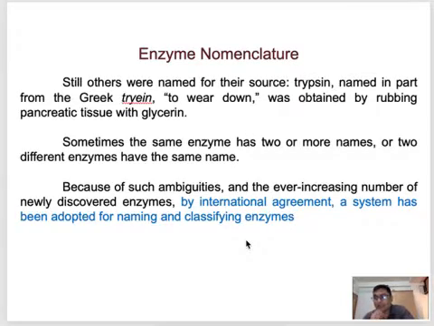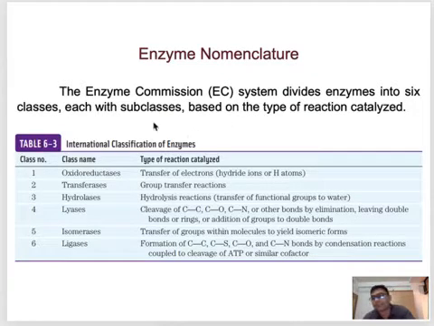an international agreement was made, and a uniform system was adopted for naming and classifying enzymes. Basically, this international agreement was made by an international organization. Its name is the Enzyme Commission. The Enzyme Commission system divides enzymes into 6 classes, and each of these classes is subdivided into subclasses based on the type of reaction catalyzed.